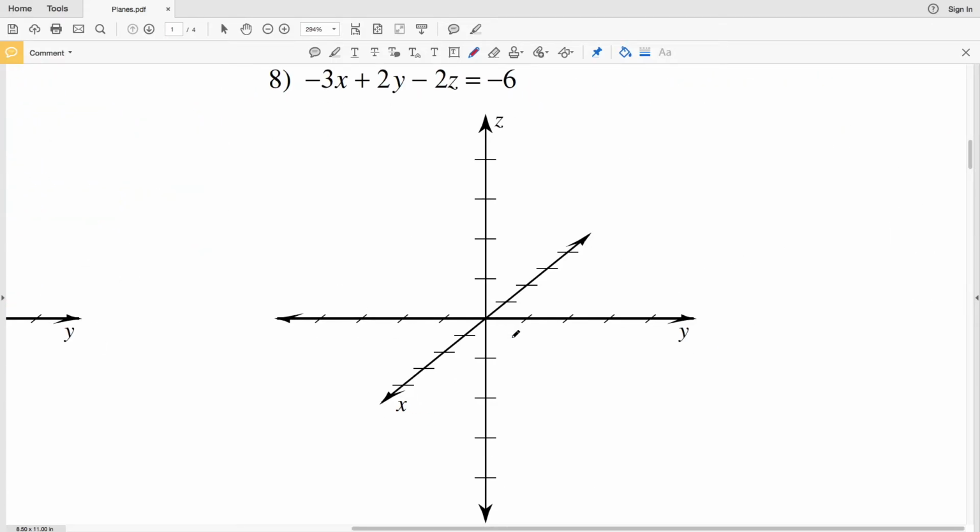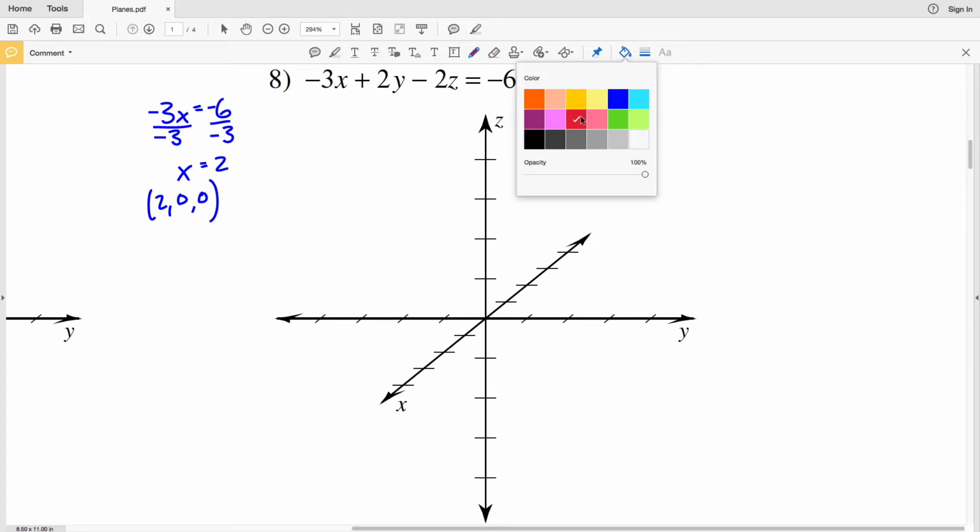Now lastly in this video, I'm going to be going over number 8. So in order to sketch this plane, negative 3x plus 2y minus 2z equals negative 6, I need to start by finding each of the intercepts. So the x-intercept occurs when negative 3x equals negative 6. Dividing both sides by negative 3, I'll get that x has a value of positive 2 for the intercept. So that's 2, 0, 0, and plotting that, that's 2 forward.